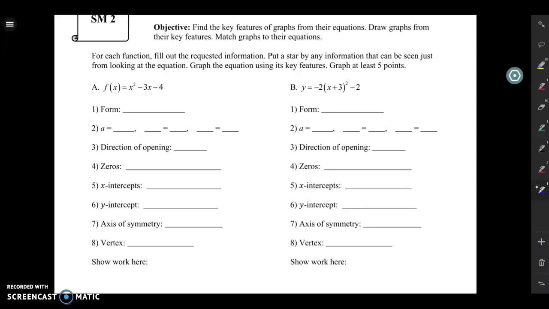So I'm looking at this equation, f of x equals x squared minus 3x minus 4. First thing I'm going to do is recognize that this is in standard form. Now if I have standard form, then I'm going to identify my A, my B, and my C. My A is 1, my B is -3, my C is -4. My direction of opening is an easy one. Since my A is positive, the parabola is going to open up.